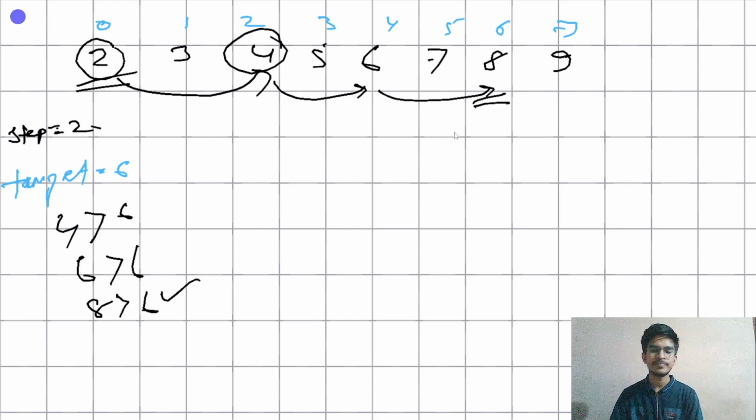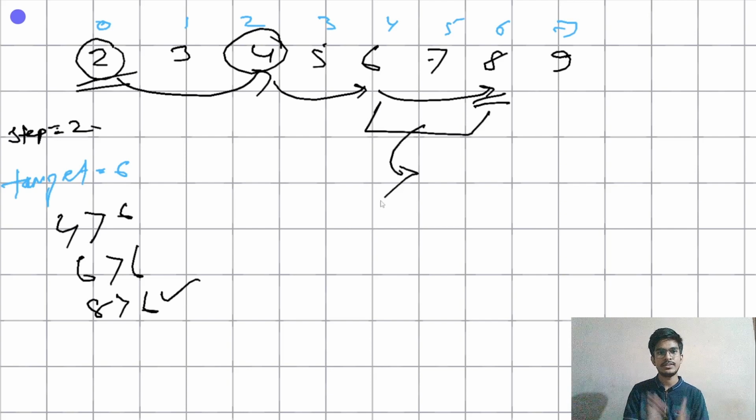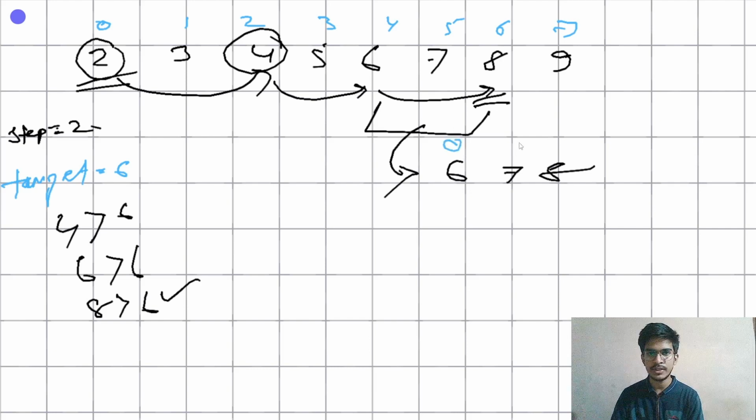Now I'll stop there, and it will do a linear search in this sublist. If it does a linear search, it gives a new list: 6, 7, 8. It will search from this one, so it will be the 0th index here, not the 0th index of the original list, but if it is another list, then it will be from the 0th index.